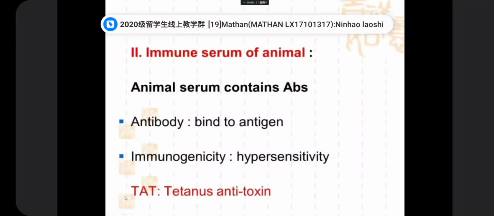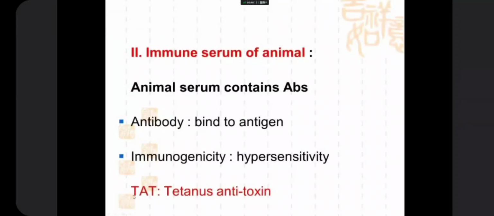For example, TAT is widely used in medicine. TAT is tetanus antitoxin, 破伤风抗毒素. TAT usually comes from horse serum. So horse serum is an antigen for human beings.